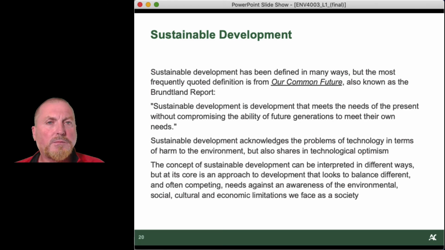the concept of sustainable development can be interpreted in different ways, but its core is an approach to development that looks to balance different and often competing needs against an awareness of the environmental, social, cultural, and economic limitations we face as society. In other words, we have limitations. So let's plan around those limitations. Let's do better at handling the environment. Let's do better at controlling pollution as we do the things that a dominant capitalist economic society would normally do. But just get better at it, get cleaner at it, get greener at it. All the concepts you've heard about.